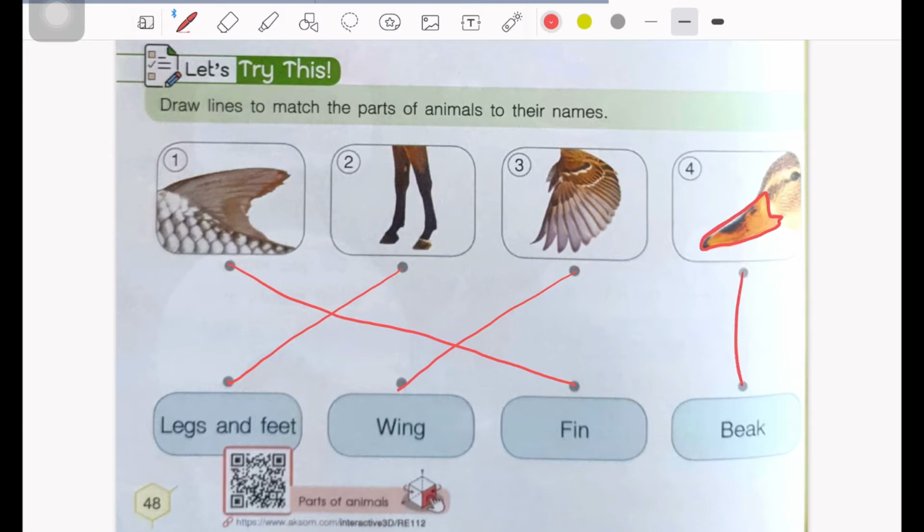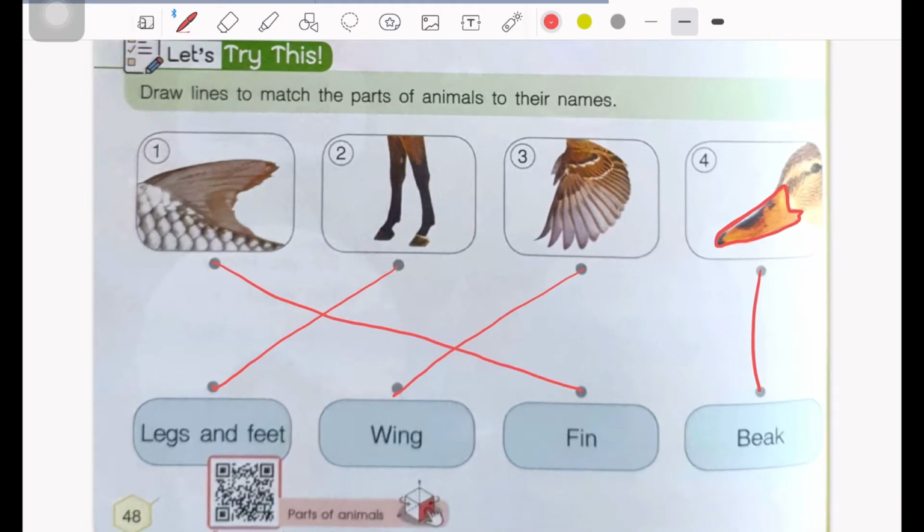In Thai we call it jangoi pak. When you stretch out your mouth to the front, it's like a beak of a duck. Sometimes people might say, you look like a duck.